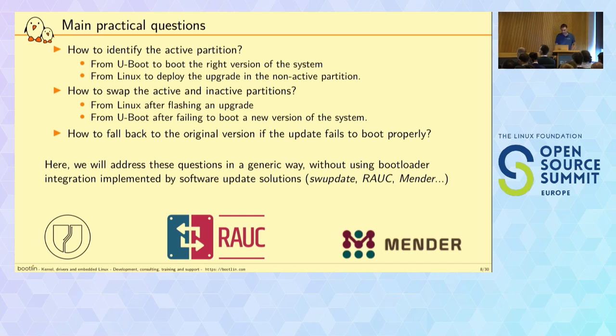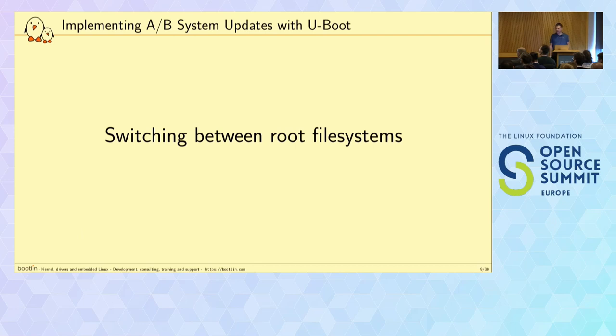I know there are bootloader integration solutions in generic tools that you can have, like SWUpdate, RAUC, or Mender, to do this. Here, that's solution agnostic. It's bare metal Linux and bare U-boot. So how to switch between root file systems?